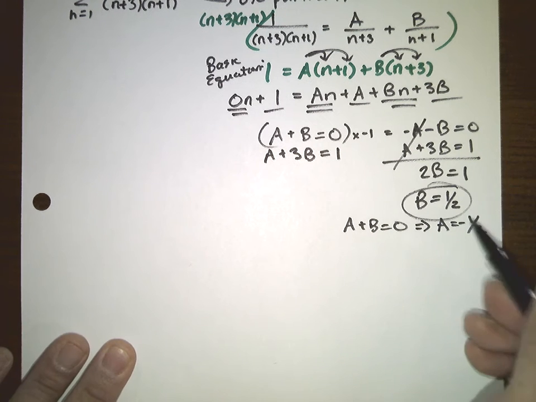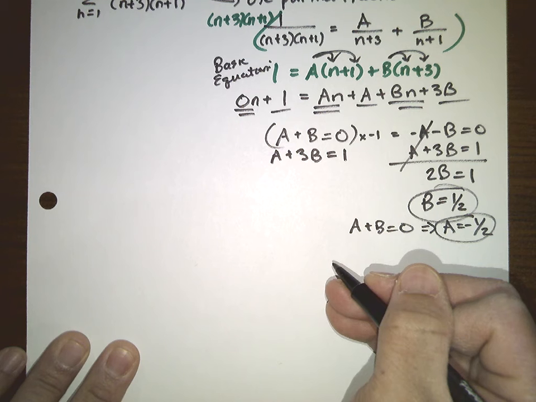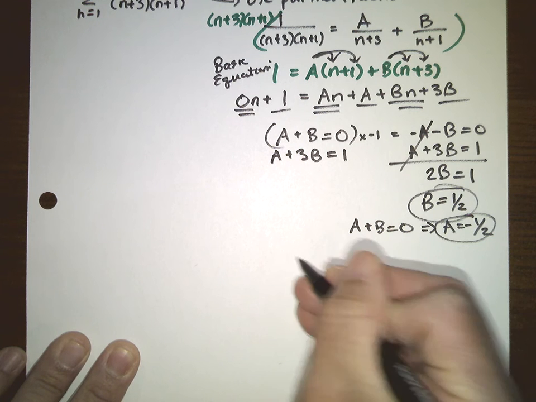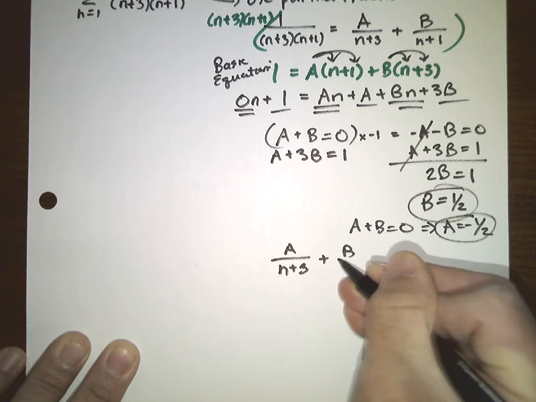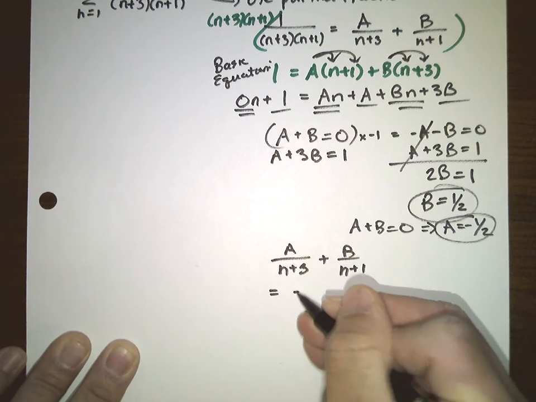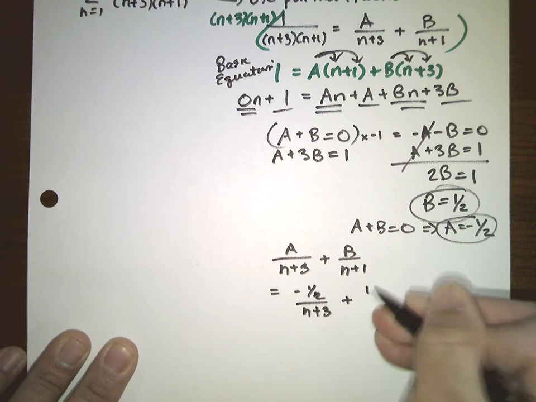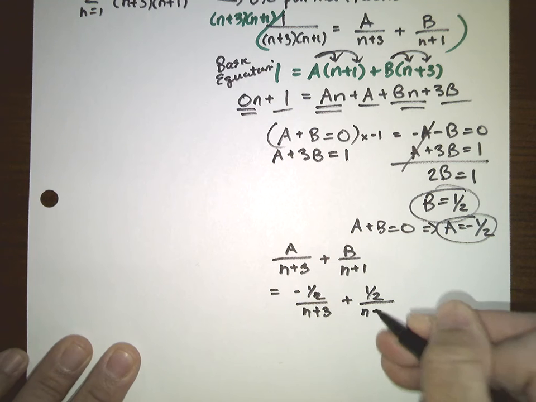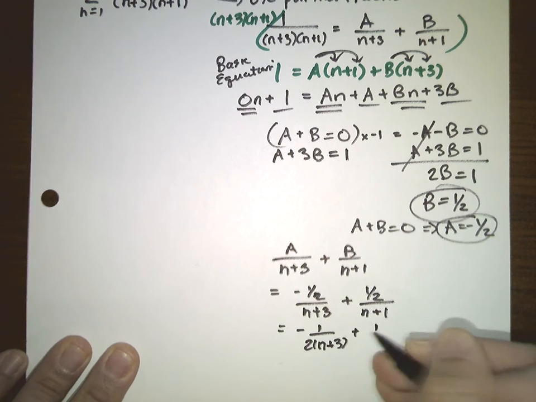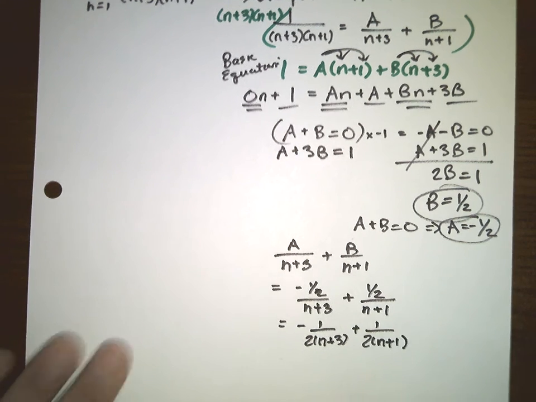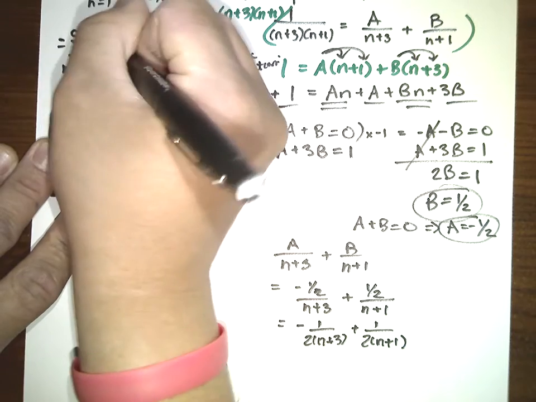So this is A and B here. So we have A over n plus 3 plus B over n plus 1 is negative 1 half over n plus 3 plus 1 half over n plus 1. So it's negative 1 over 2 times n plus 3 plus 1 over 2 times n plus 1. So I'm going to bring that back over here.